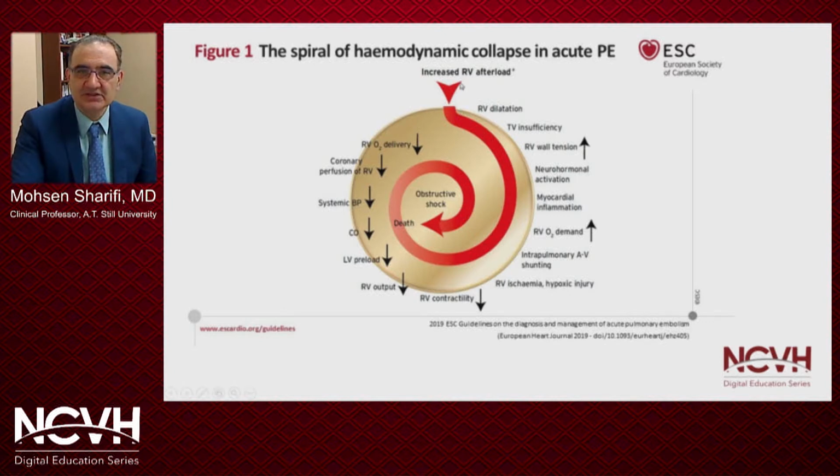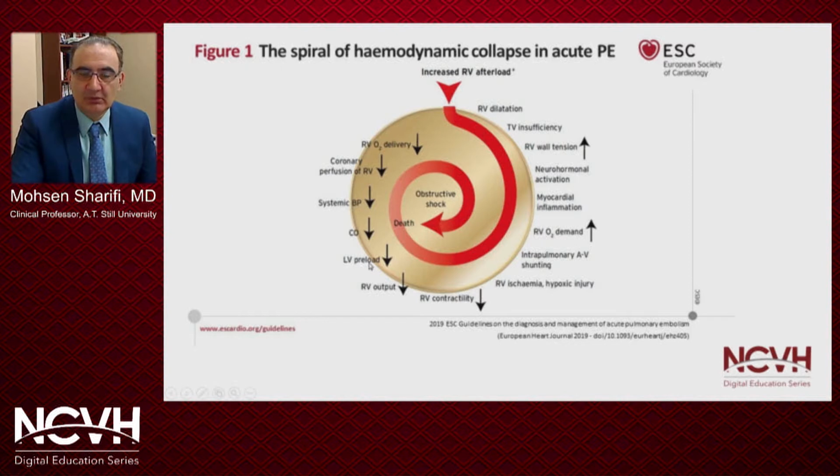The pathophysiology starts with an increase in RV afterload secondary to pulmonary embolism. This leads to RV dilatation, increase in RV wall tension, neurohormonal activation, increase in right ventricular oxygen demand, subsequent right ventricular ischemia, reduction in contractility, reduction in cardiac output on the right side, and then it would lead to changes on the left ventricle as well.